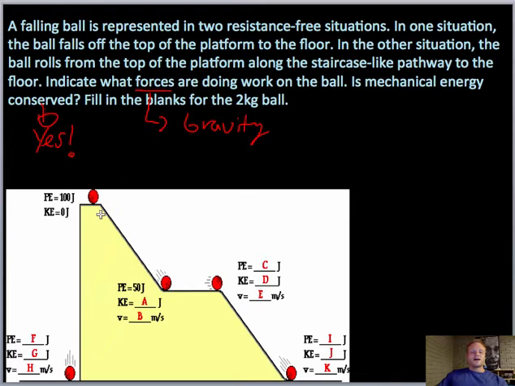Okay. So let's take a look at right up here. At the very top, it says it has a potential energy of 100 joules and 0 kinetic energy. Let's take a look at this situation down in the bottom left-hand corner. It wants to know at the very base, right before the ball hits the ground, like the instant before it hits the ground, what is the potential energy, what is the kinetic energy, and what would the velocity be?